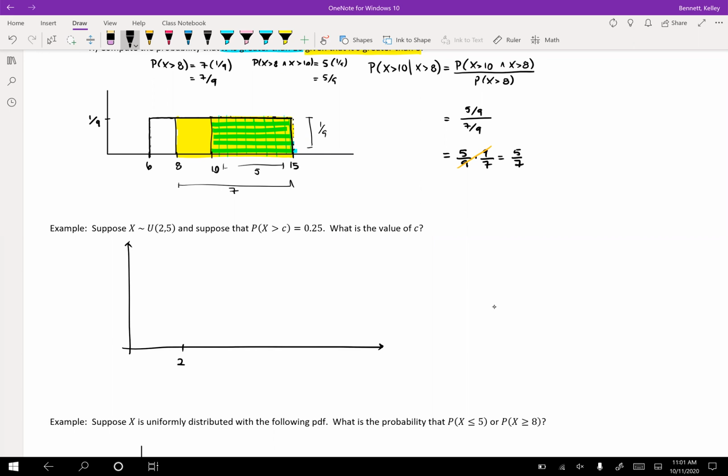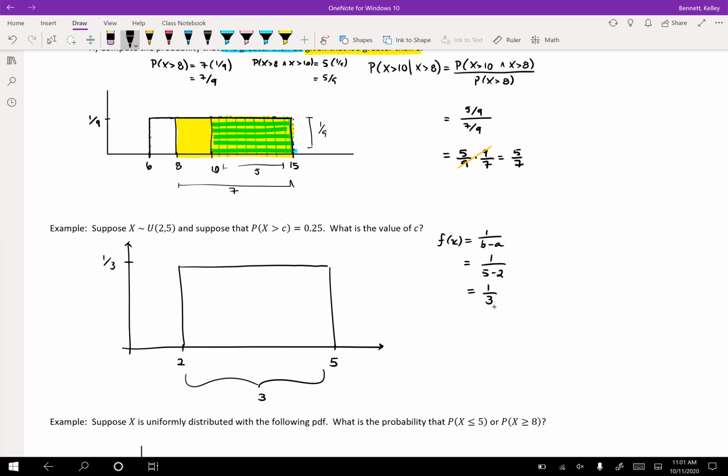So I'm uniform on 2 to 5. The first thing I need to do is figure out what my height is. Remember that f of x is equal to 1 over b minus a. So b minus a is 5 minus 2, so I'm going to get 1/3. That's one way to do it. The other way we've been doing it is we're like, oh, this is 3, so I need to figure out what to multiply by 3 in order to get 1. All right, so now we need to figure out where this C value is.